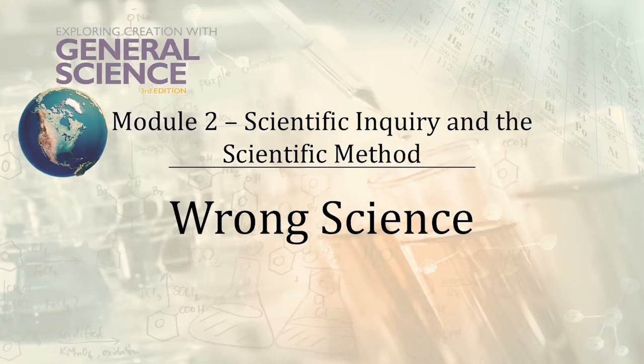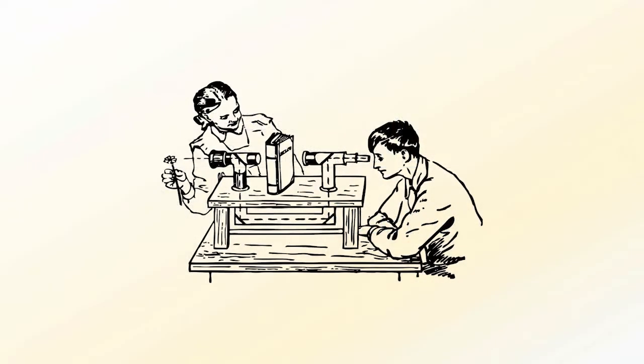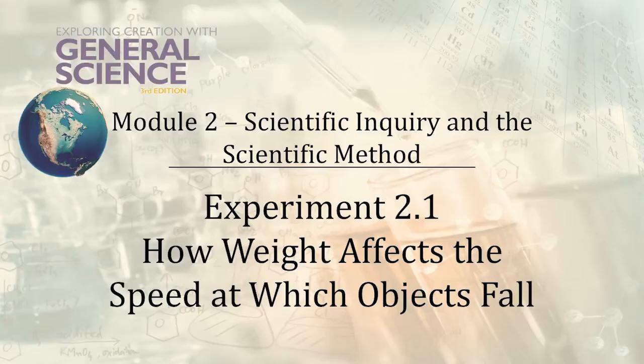Module 2, Scientific Inquiry and the Scientific Method. Wrong science. One of the best ways to understand what science is to look at wrong science. And one of the best ways to do that is to perform a few hands-on experiments. Do experiment 2.1 first.